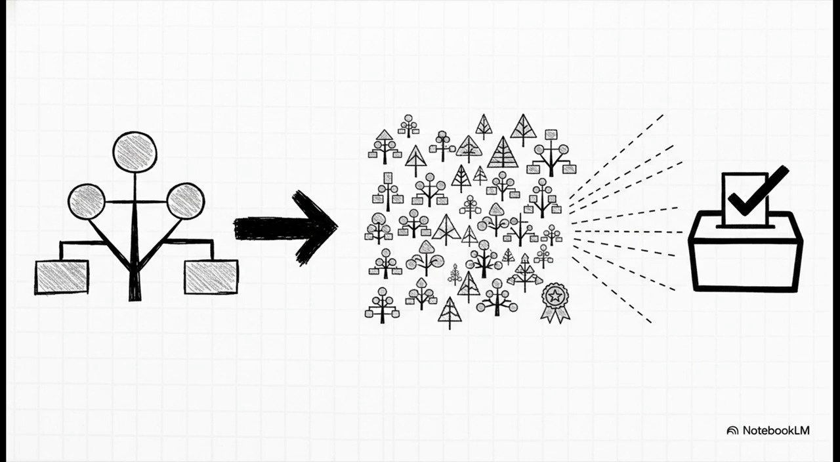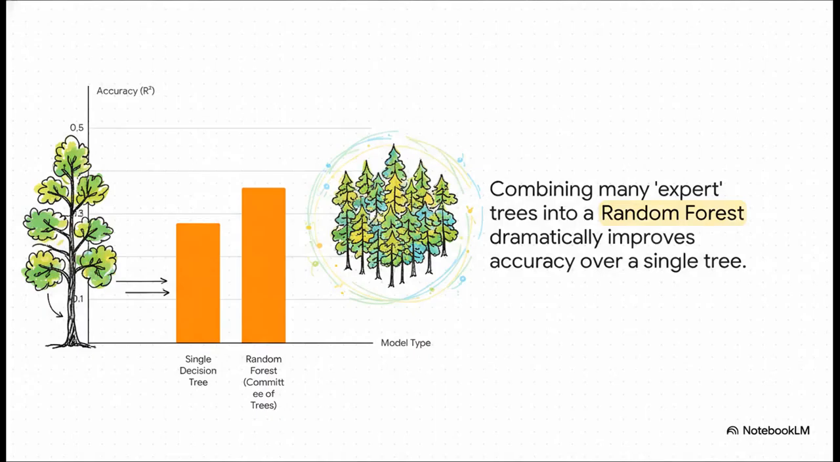Instead of building just one tree, what if we build hundreds or even thousands of them? We give each tree a slightly different peek at the data, and we only let them consider a few factors at a time. This is what's called a random forest. And then, at the very end, we let all these hundreds of little expert trees vote on the final answer. And wow, look at the difference this committee approach makes.